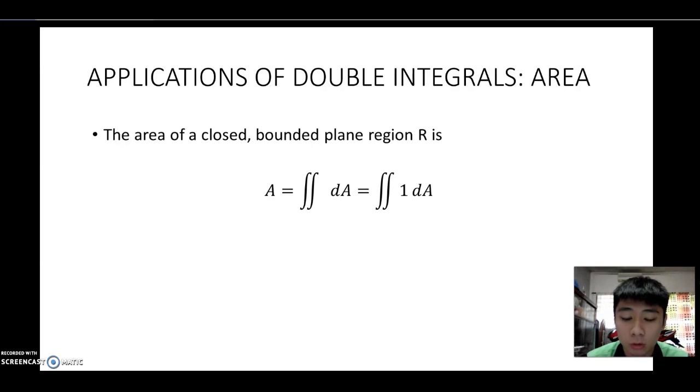The topic that I want to present today is applications of double integrals: area. Before I start to discuss the first question, I would like to make a simple introduction about this topic. To find the area of a closed bounded plane rectangle R, we have to use this formula. The dA could be dx dy or dy dx. So let's start to discuss our first question.